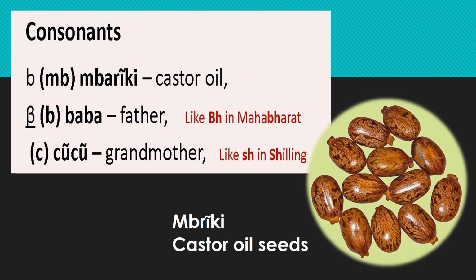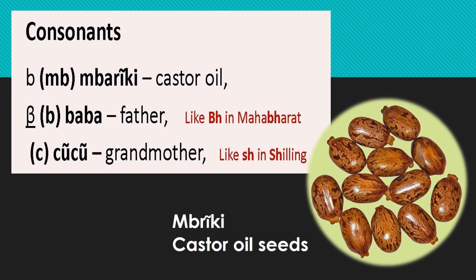Consonants. B. There are two versions of B. One with an M as a prefix, like in the word bariki, castor oil. When a Kikuyu speaks, you may hear as if it's a plain B, but when it's written, it has to have the M: bariki, castor oil.